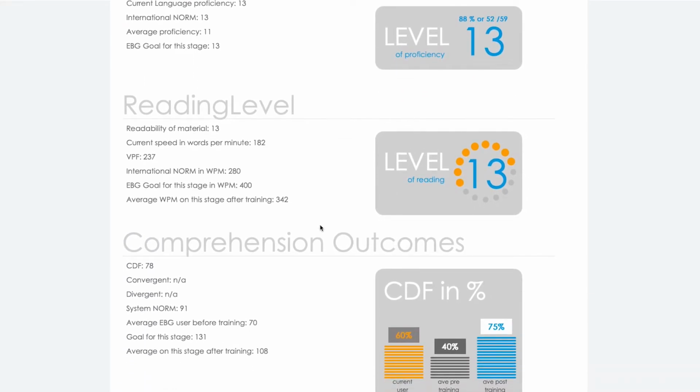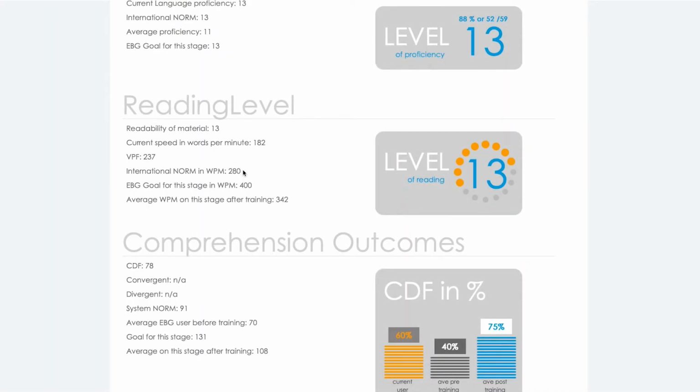So the reading level within our placement report gives you the current speed that you've read in words per minute. And if you look a little bit lower, it indicates the international norm in words per minute for the stage that you were reading on. Now, don't be shocked when it's a lot lower, because this is one of the major challenges that we see our users have. And the good news is that most of our users even reach beyond the norms that is expected of them once they've completed their course.